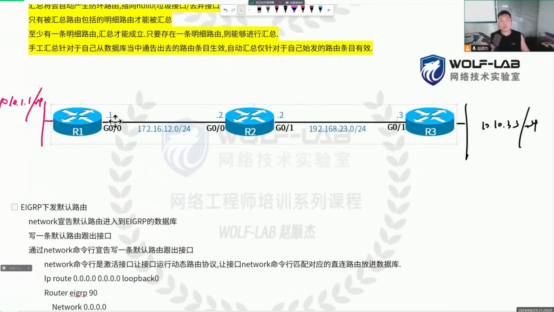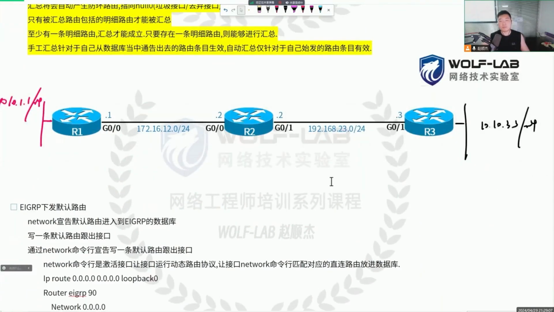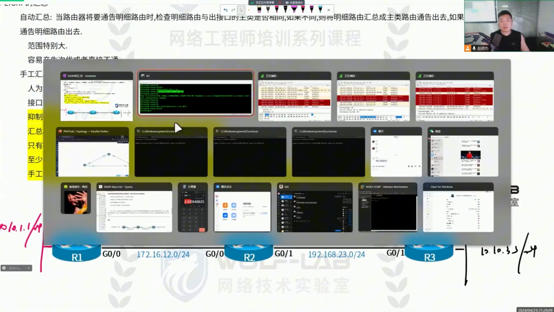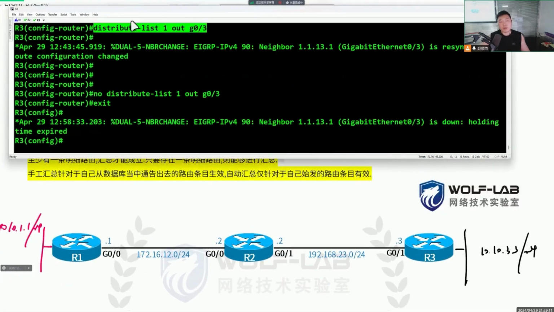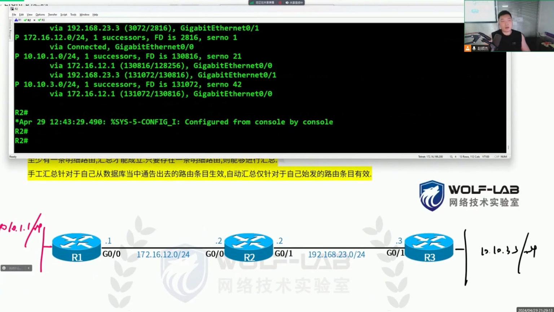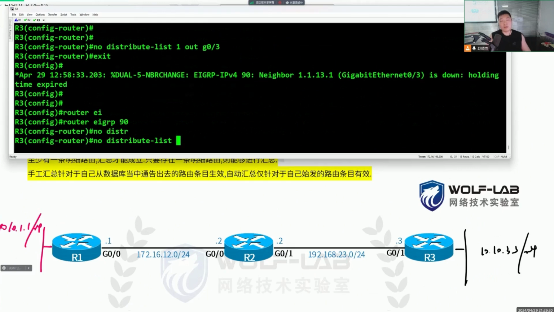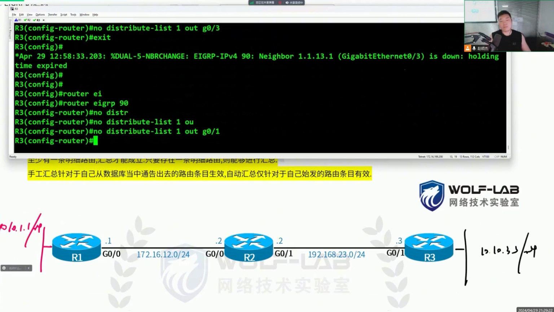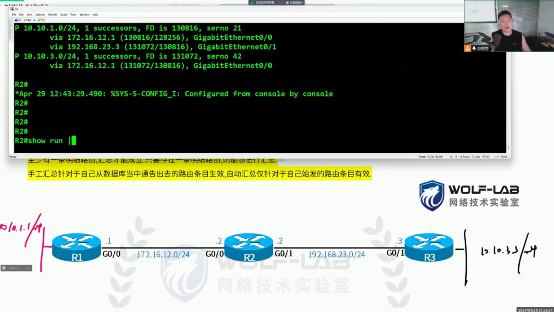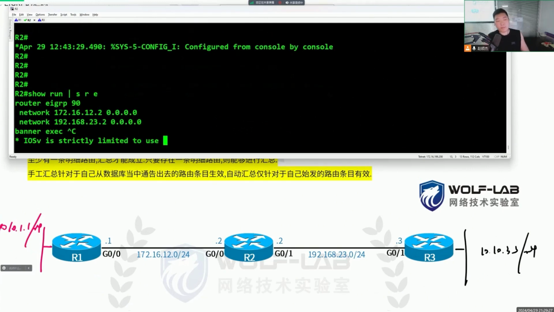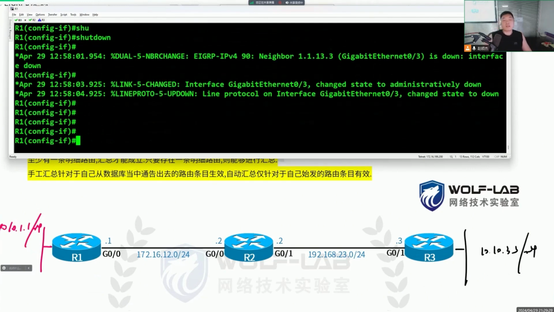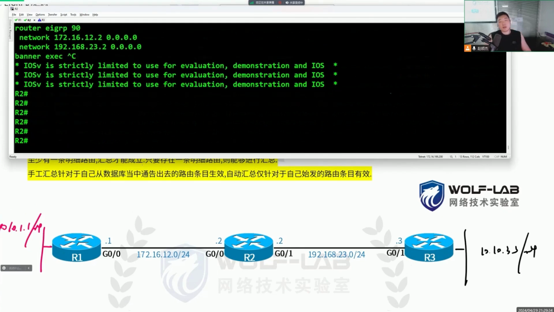R1 has the optimal route pointing to R3. Okay, classmates, so we do this. Now for R3, we are ready to do this. Look at another route. Look at R3's route. R3's 10.10.1.0 route points to R2's, and the 10.10.1.0 route points to R1 like this. We will do a phenomenon later.